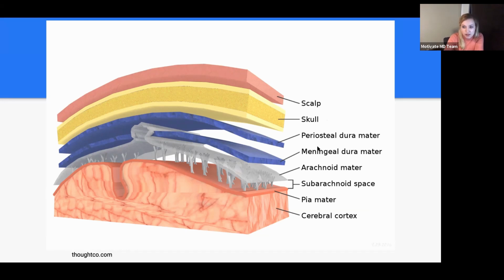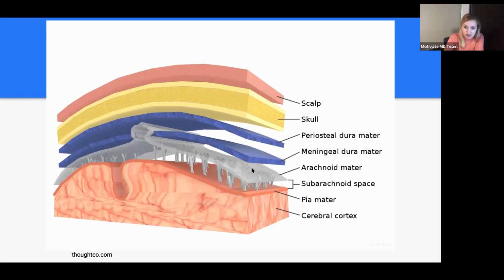And then we have the dura mater. So I'm going to lump these two together, the dura mater. So we have 3 different layers of mater. So what the mater is, it is essentially 3 layers of tissue that cover the CNS or the central nervous system, meaning your brain and your spinal cord. So the dura mater is closest to your skull. And then you have the arachnoid mater, which is just below that right here.